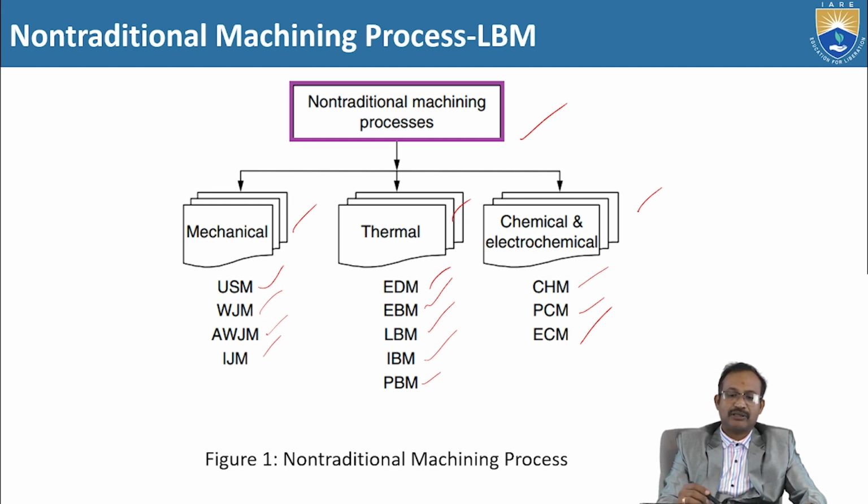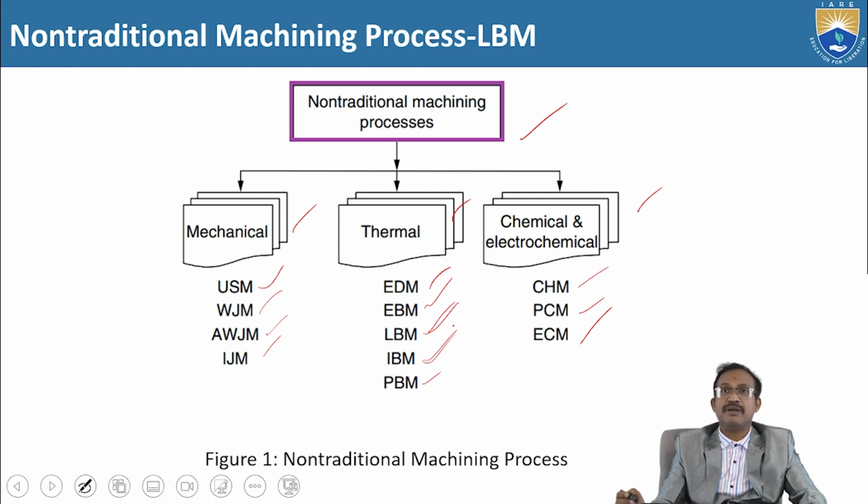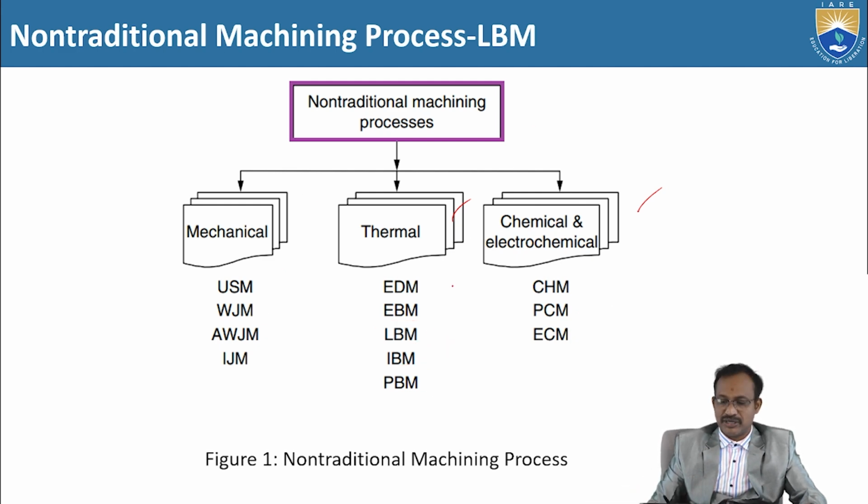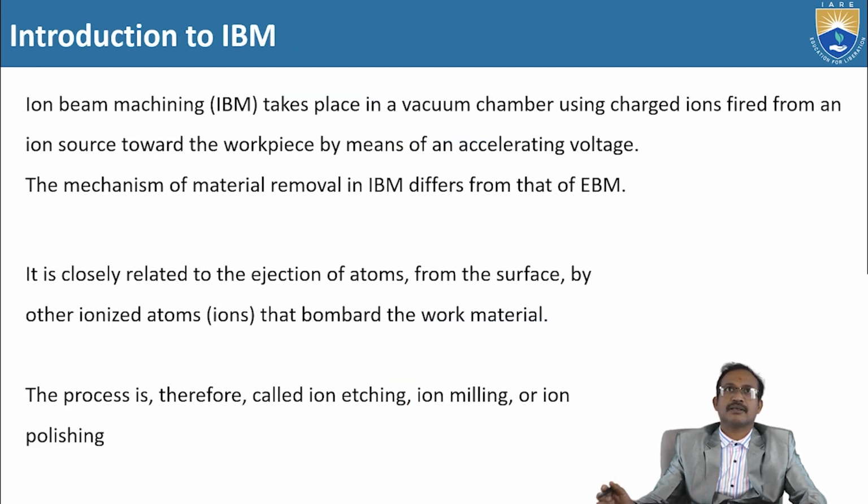So far we have covered electro discharge machining, electron beam machining, and in the last presentation we have seen laser beam machining. Now we are discussing ion beam machining, which is more or less similar to laser beam machining. However, we'll discuss the different features compared to laser beam machining. How it is different from laser beam machining is the important point.